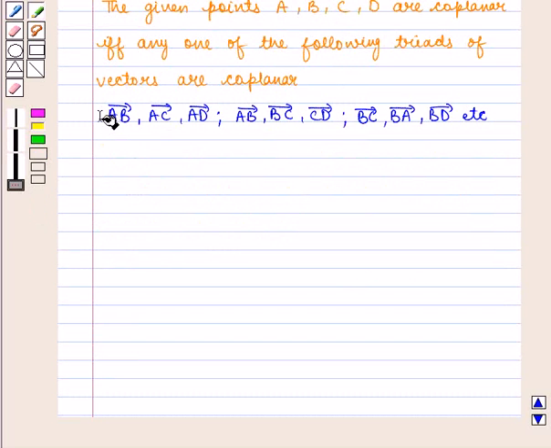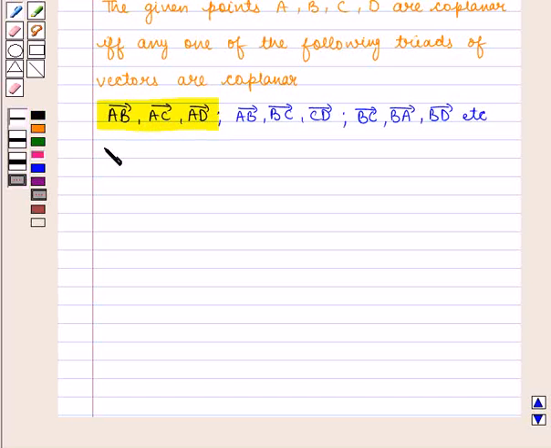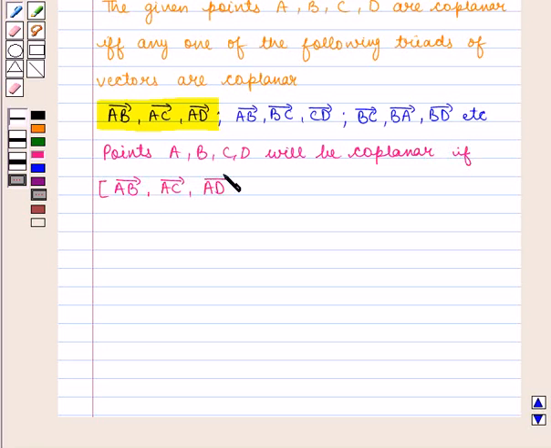Let us consider the coplanarity of vectors AB, AC and AD. Then points A, B, C, D will be coplanar if scalar triple product of vector AB, AC, AD is 0.